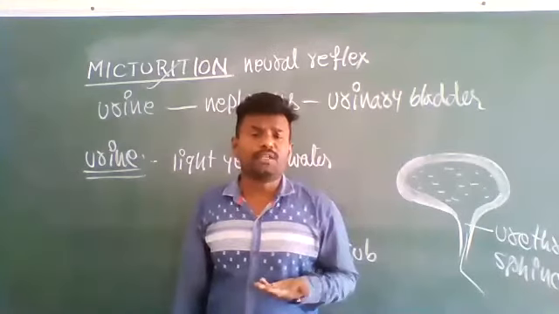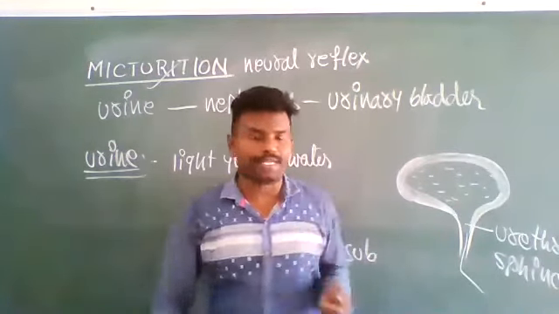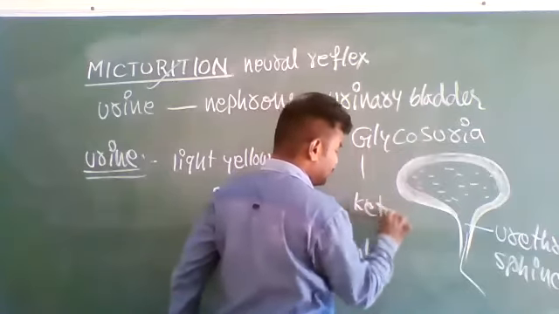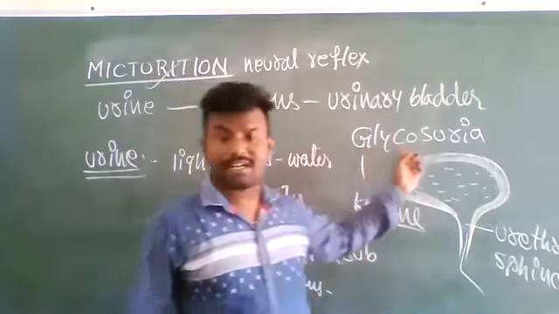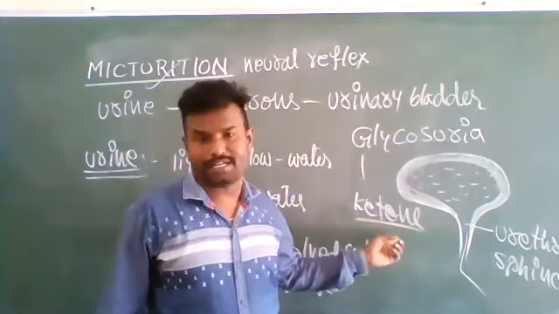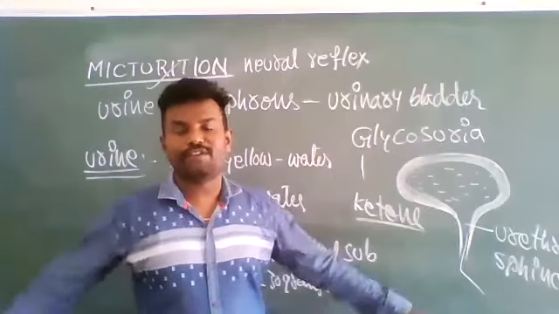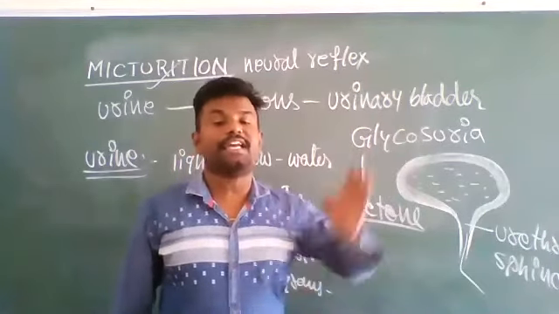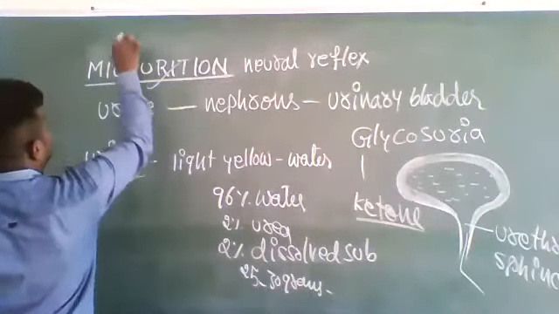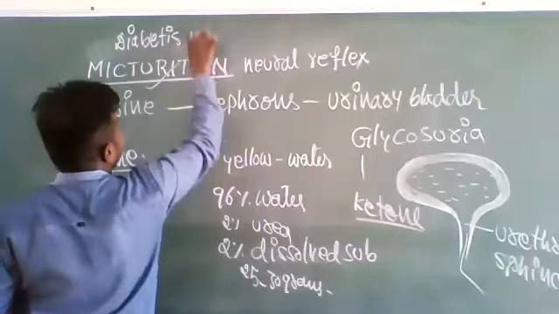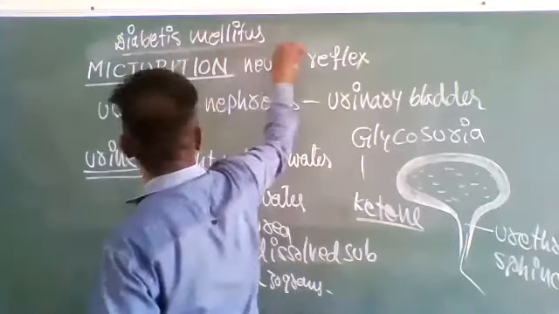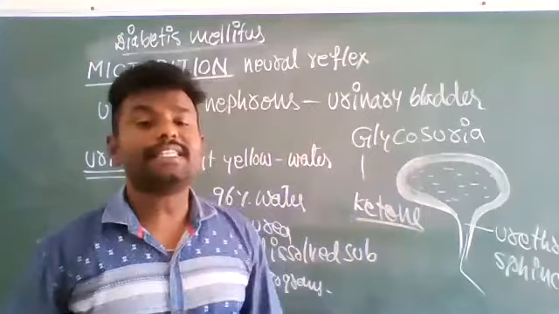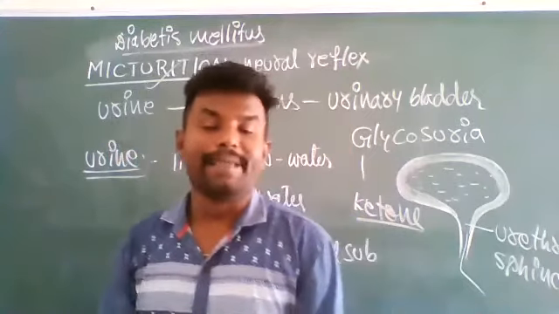For example, if an excessive amount of glucose is present, that is called glycosuria. If an excessive amount of ketone bodies is present, it is called ketonuria. Those are indicative of diabetes mellitus. If excessive glucose and ketone bodies are present in the urine, it indicates that they are suffering from diabetes mellitus.